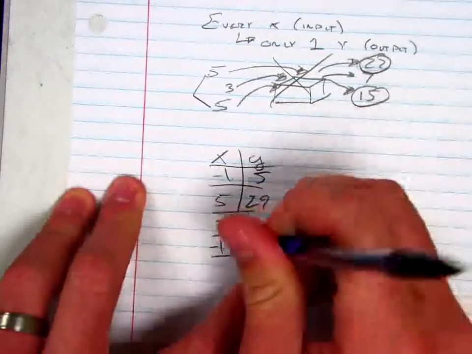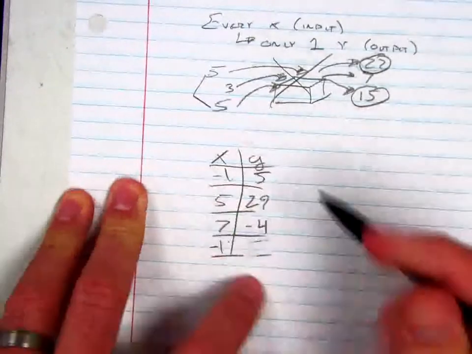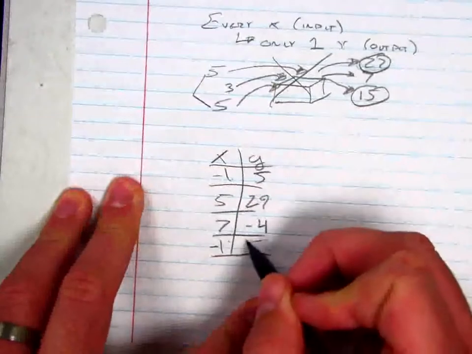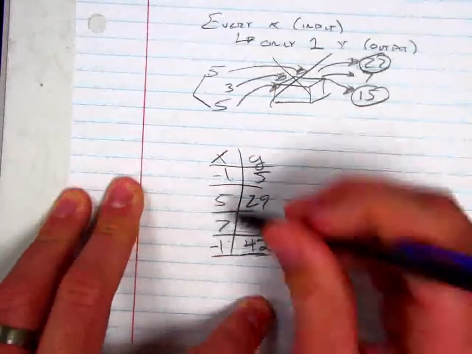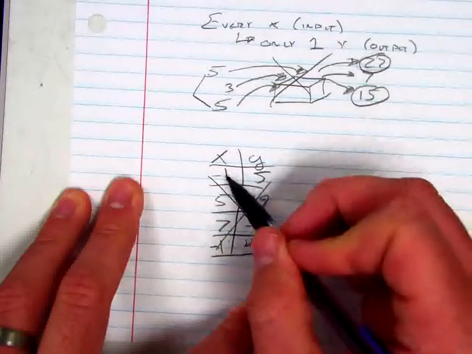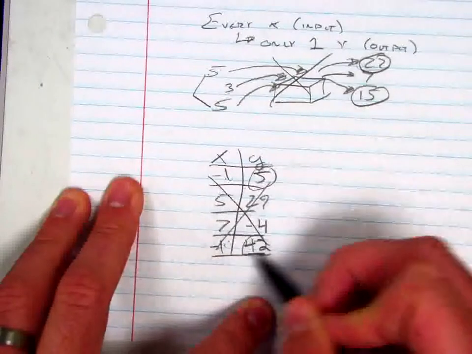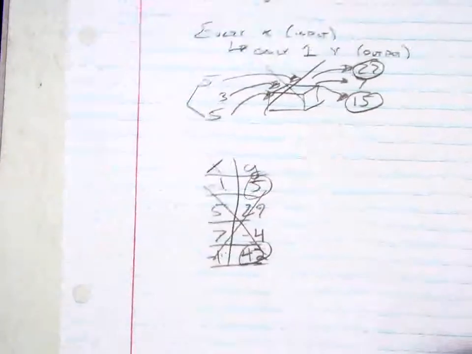There's no contradictions here. But let's say the second time I threw in a negative 1, out popped a 42. Well, then that would make it not a function because the same x value has multiple y values.